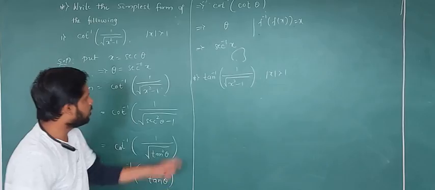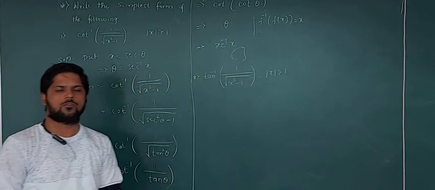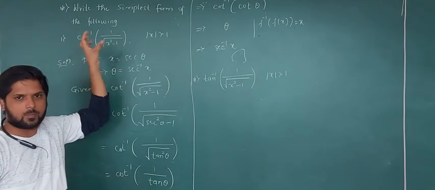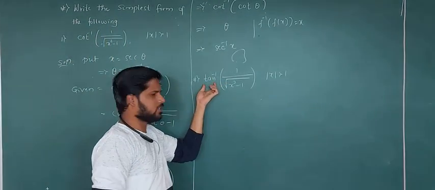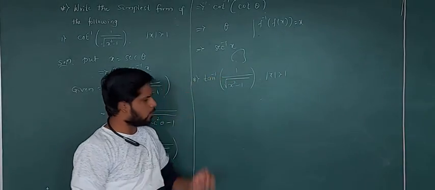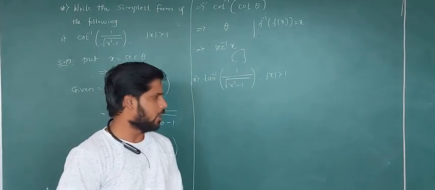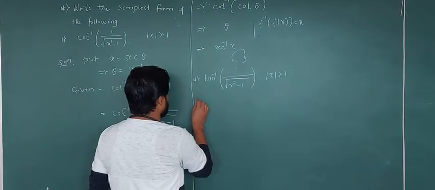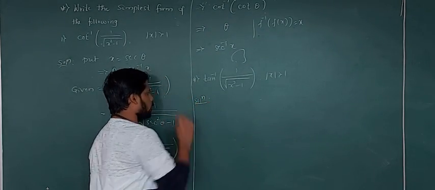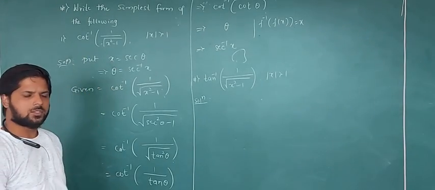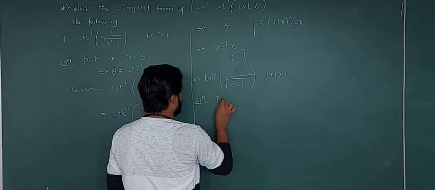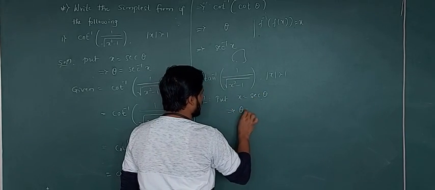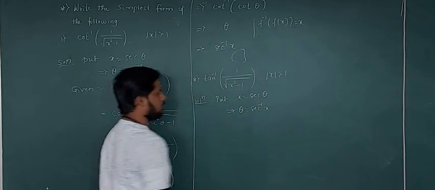Now consider the next example: tan inverse of 1 upon square root of x square minus 1. In the previous example we had cot inverse of 1 upon square root of x square minus 1. But in this example the function is tan inverse of 1 upon square root of x square minus 1. Here also the condition is mod x is greater than 1. So again, we put x equal to sec theta, then theta equal to sec inverse x.